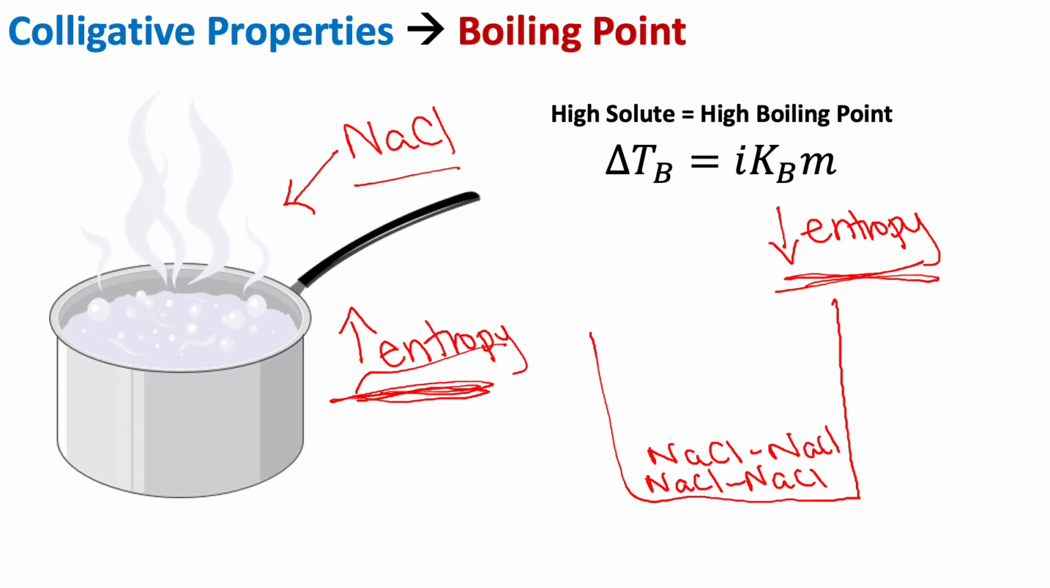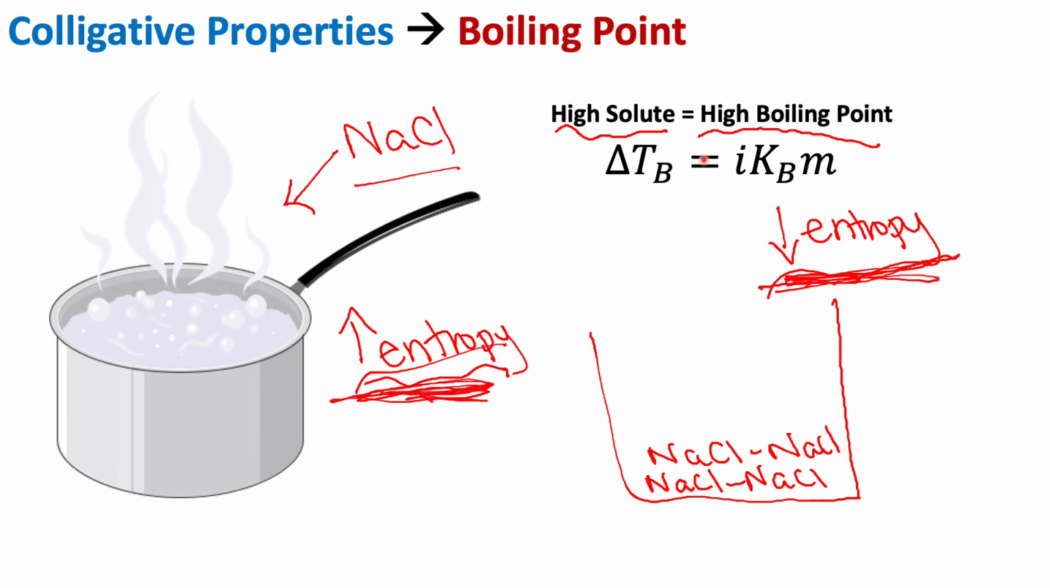So the more solute you have, the more disorder you'll have in the solution. And if you want to evaporate that water off, it's going to require a higher boiling point, because the more solute, the higher the entropy. And if you get rid of the water, the lower the entropy will be. And the universe does not favor lower entropy. It wants to stay with the high entropy.